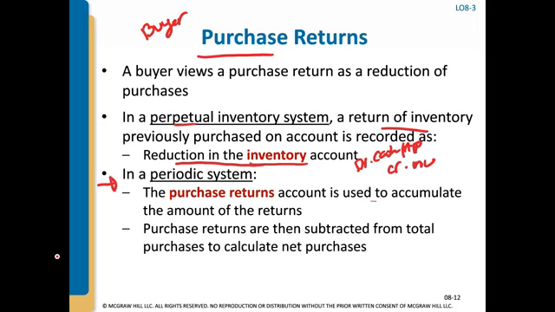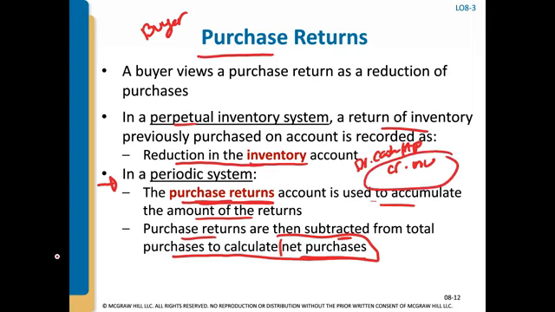In a periodic system, the purchase returns account is used to accumulate the amount of returns, and then those purchase returns are subtracted from the total purchases to calculate the net purchases at the end of the period. Now, remember, the net purchases gets added into the inventory account. So the fact that purchase returns are subtracted has the same effect as a credit to inventory. It's just kind of a different way of recording it from a perpetual versus periodic system.